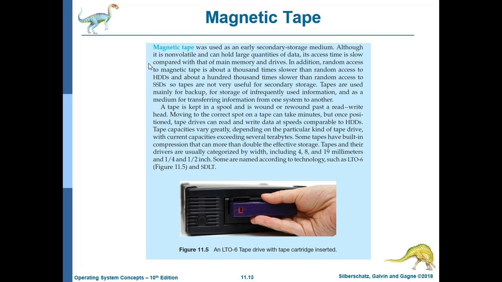Tape capacities vary greatly depending on the particular kind of tape drive, with current capacities exceeding several terabytes. Some tapes have built-in compression that can more than double the effective storage. Tapes and their drives are usually categorized by width, including 4, 8, and 19 millimeters and 1/4 and 1/2 inch. Some are named according to technology, such as LTO6 and SDLT. In this figure, we have an LTO6 tape drive with a tape cartridge inserted. Again, magnetic tape is very slow, so that's why it is mainly used only for backup.